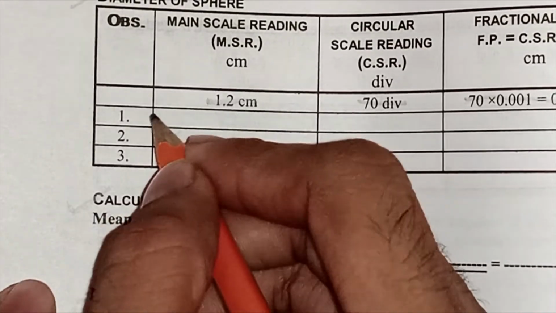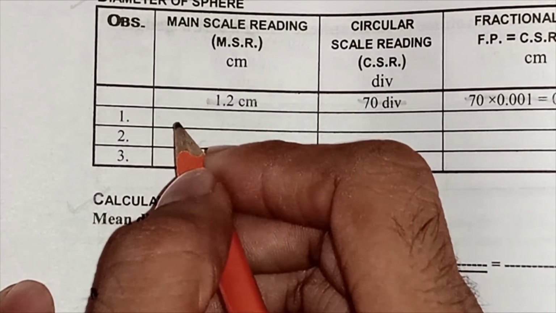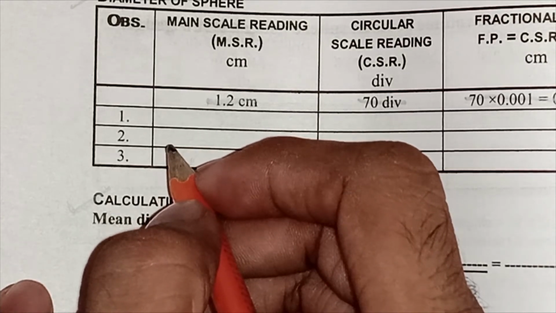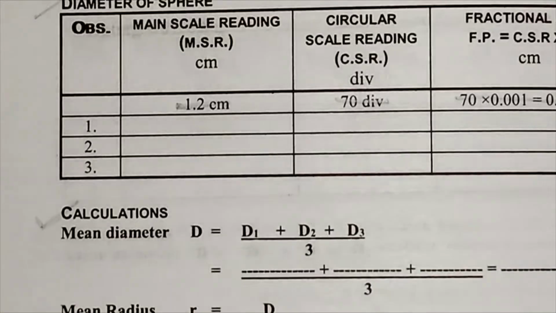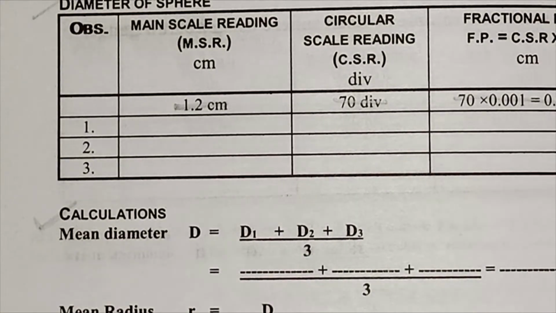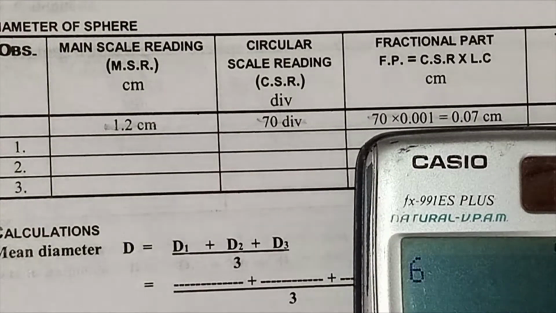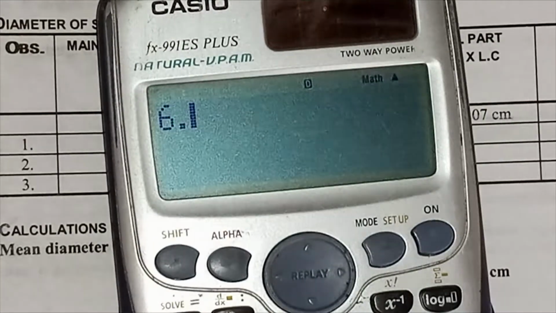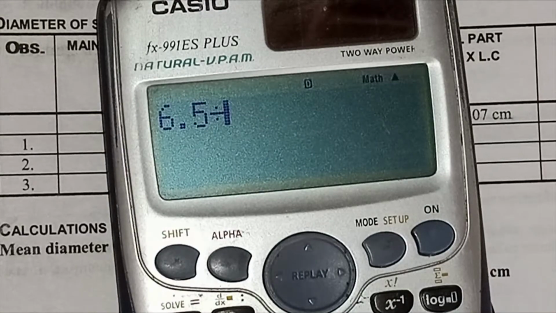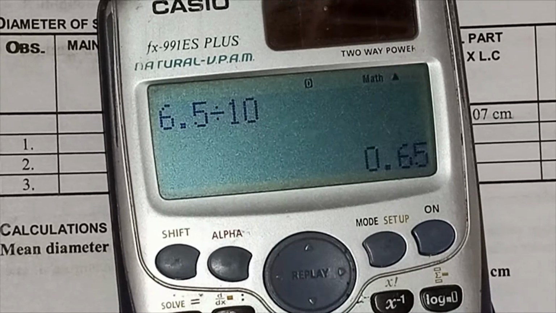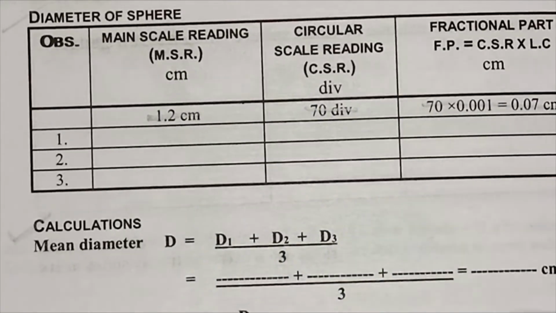Should I note 6.5? In which unit? I think your answer is no. So you mean to say that 6.5 is in millimeter. Therefore I have to convert it into centimeter. So I am trying to convert 6.5 into centimeter. What will I do? 6.5 divided by 10 is equal to 0.65. So here I am noting 0.65.